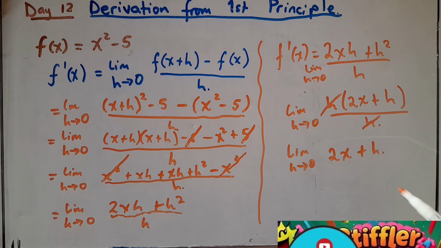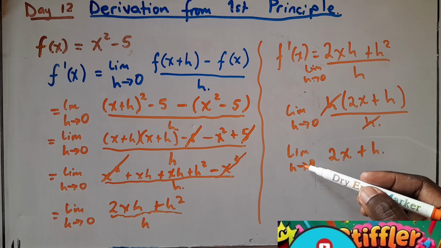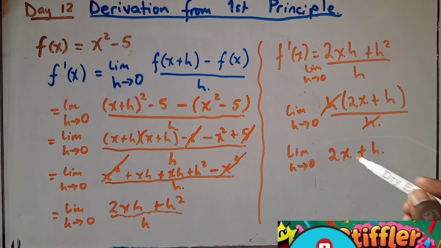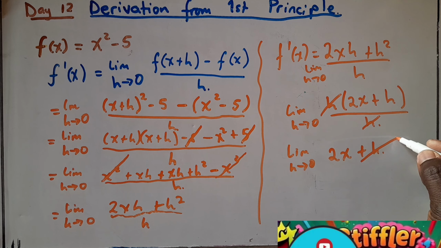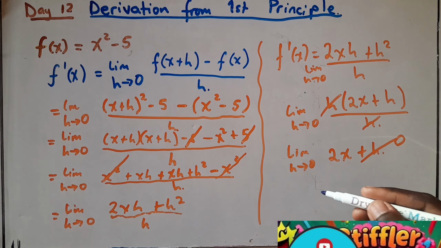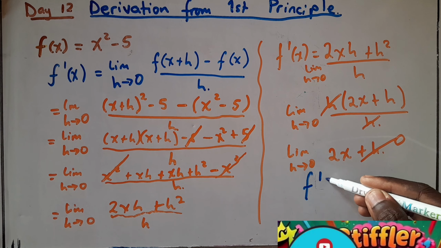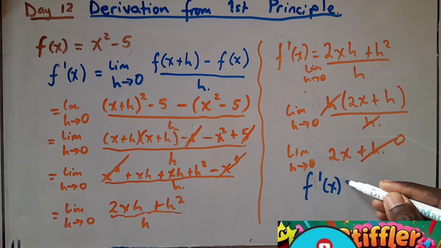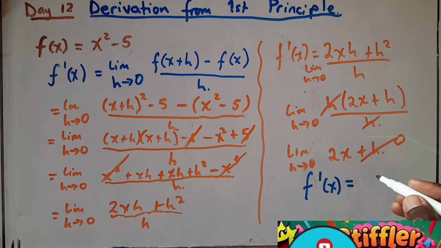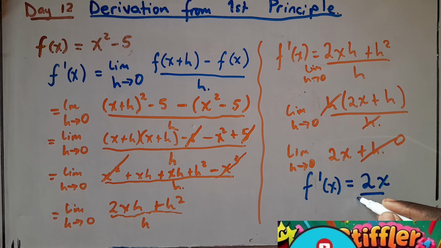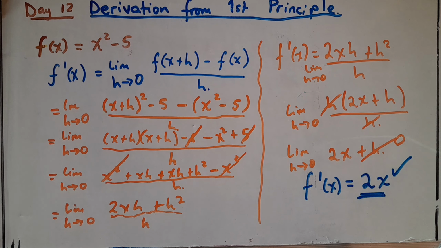But we said that our h tends to 0. So whenever you see that you're left with only one h, it means that you can cancel it out because our h is tending to 0. So lastly, we have our f prime of x being equal to 2x, and we have derived that from the first principle.